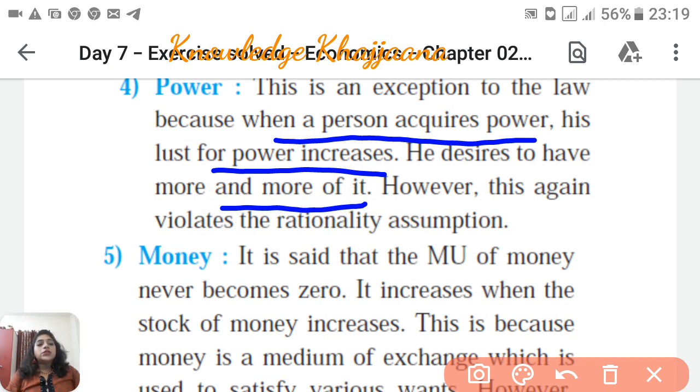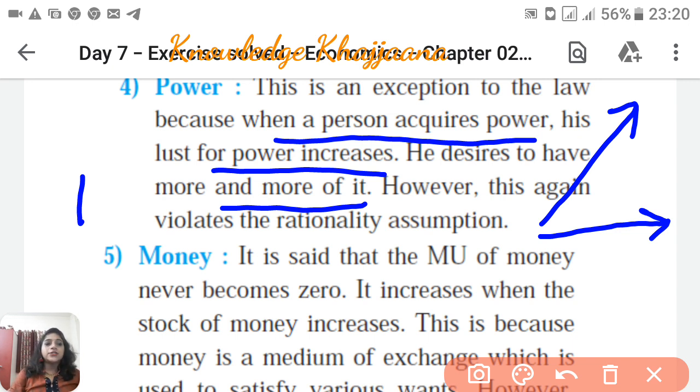As much more position as he gets, his lust for power increases. As his positions keep increasing, his lust for power also increases. Where is this power? In politics.